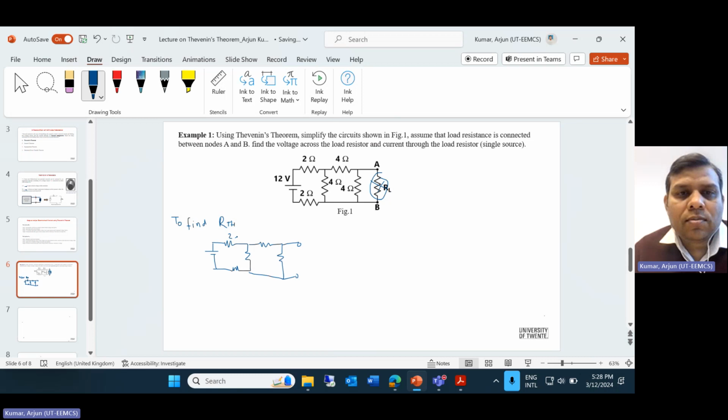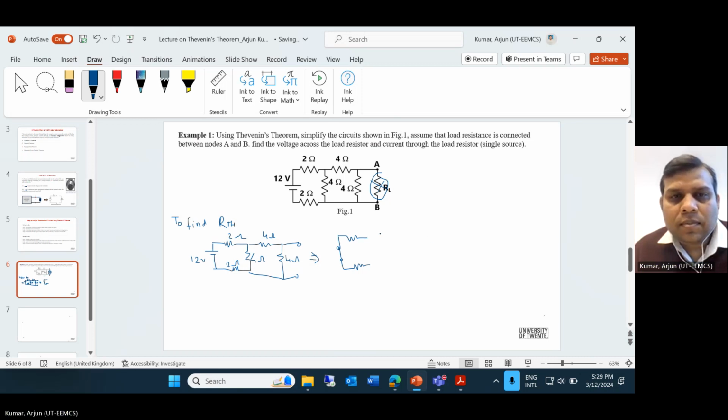So this is your 2 ohm, this is 2 ohm, and this is 4 ohm, this is 4 ohm, and this is 4 ohm. All right. Now you can see here is a voltage source. If there is a voltage source, make it short. If there is a current source, you can make it an open terminal. So here is a voltage source, so we simply make it short. Now you can see this will be a 2 ohm resistance, and we have 4 ohm.